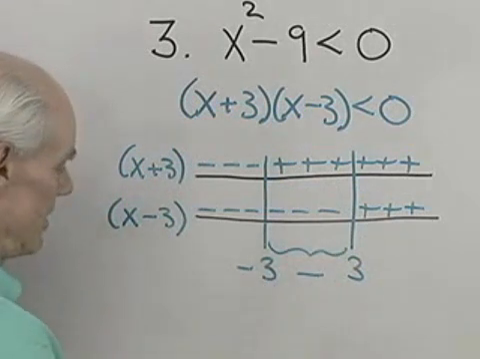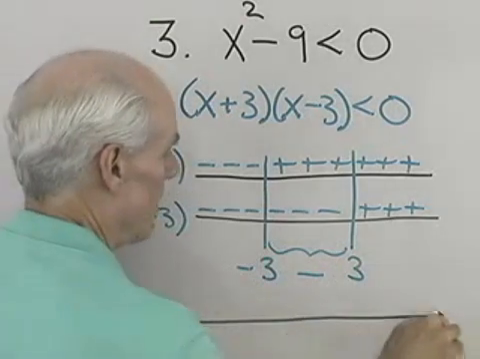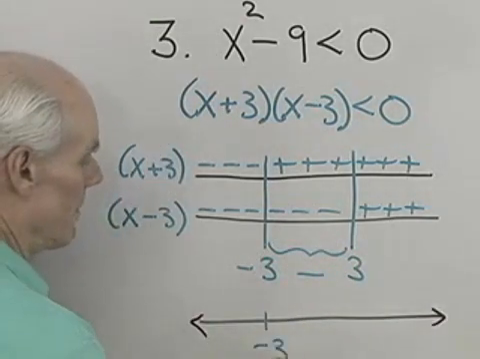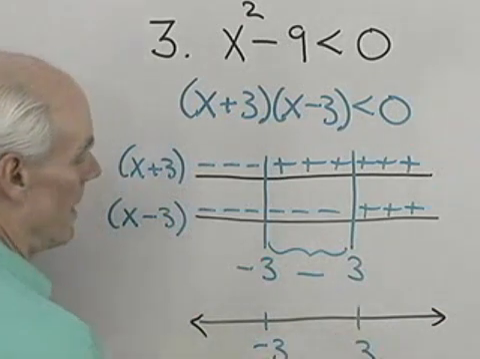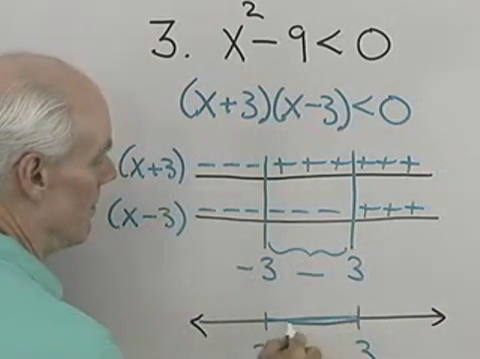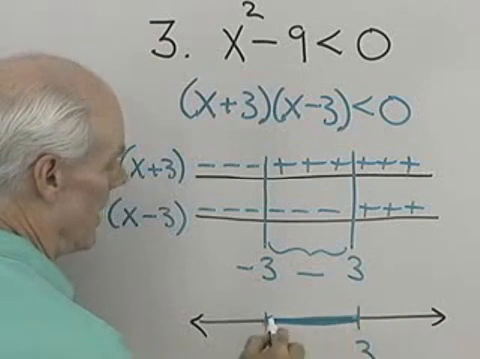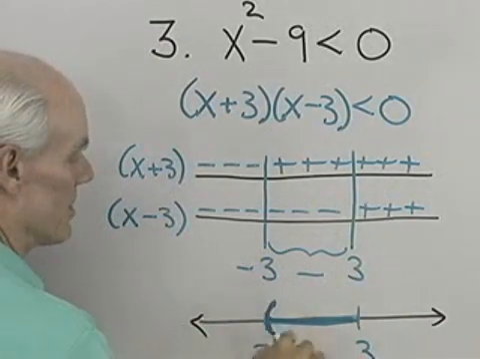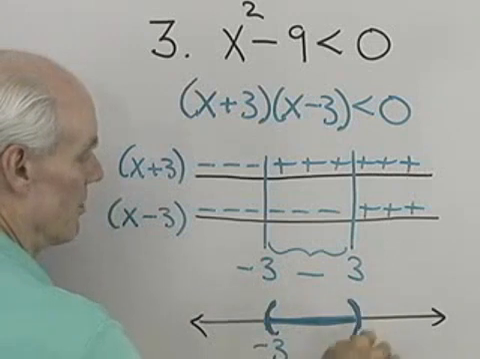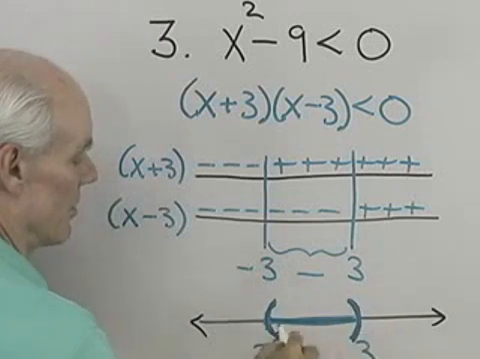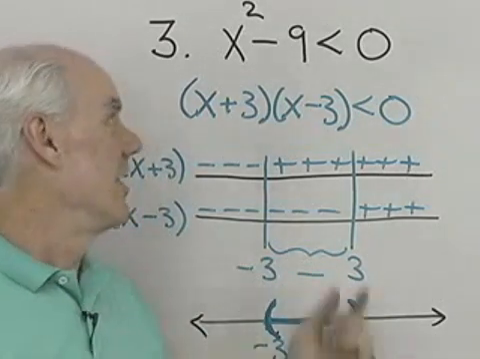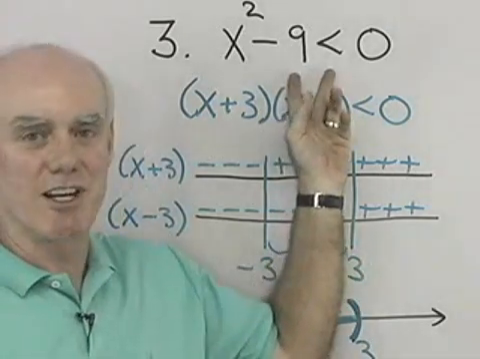So I'll finish this up by drawing a number line. I'll put in my endpoints negative 3, positive 3. I want all the numbers in between here. And then I look back and see that's strictly less than, so I'm going to use my parentheses again. If it was less than or equal to, I would use brackets, but it's not, so I use parentheses. And there's all the numbers on the real number line that satisfy this original quadratic inequality.